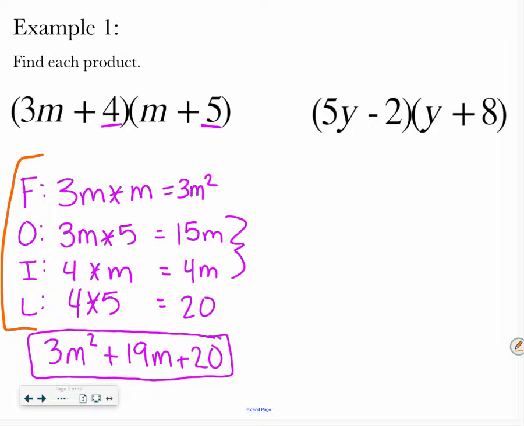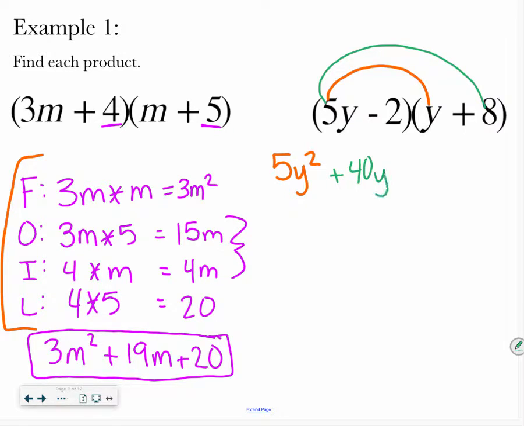Okay, so this time I'm going to start with my first terms. You'll often see me use these little lines to show you what numbers I'm multiplying together. So first I have 5y squared, and then I'm going to multiply my outer terms. So 5y times 8 gives me 40y. Then I do my inner terms. I have a negative 2. Negative 2 times y is going to give me a negative 2y. And my last terms, negative 2, again, we have that negative, times 8 is a negative 16.